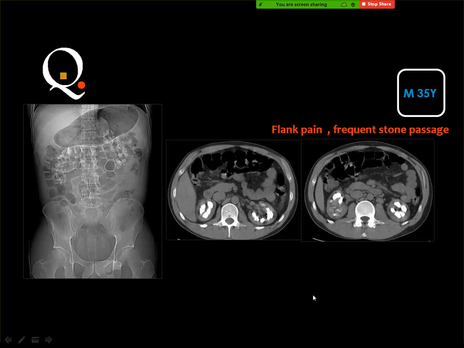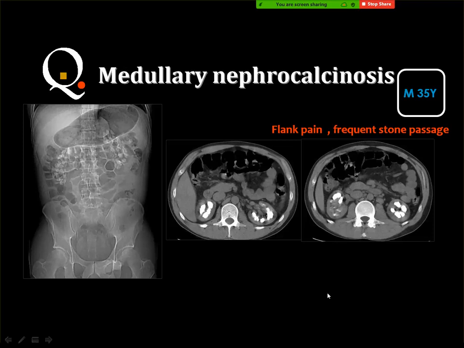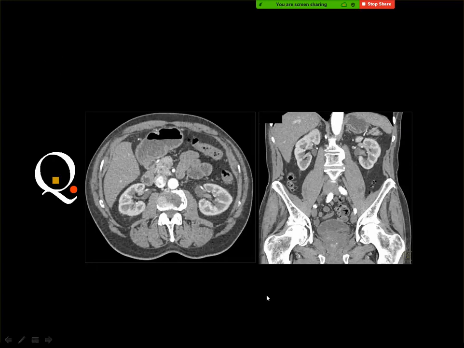Nephrocalcinosis. Medullary nephrocalcinosis, and you can see it in the nephrogram. Don't consider so many stones in the kidneys, bilateral and symmetric like this. This is not the usual appearance for renal calculi.